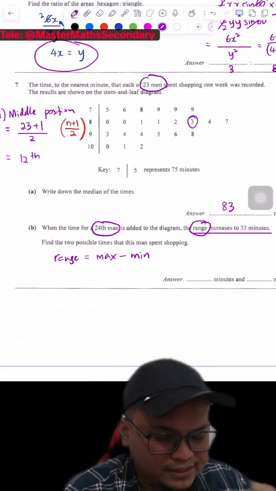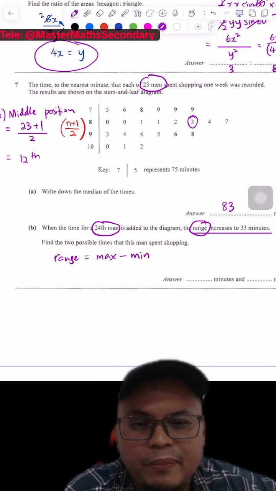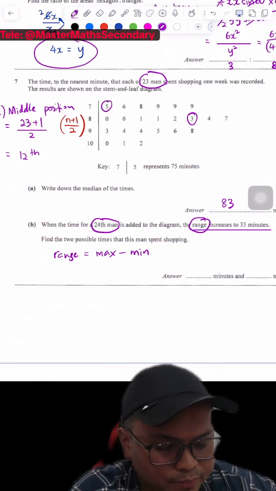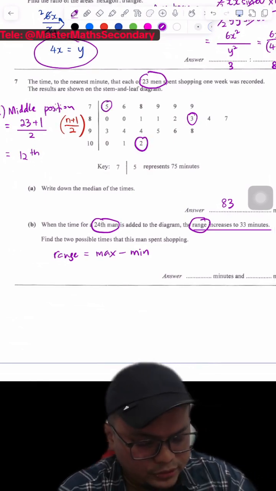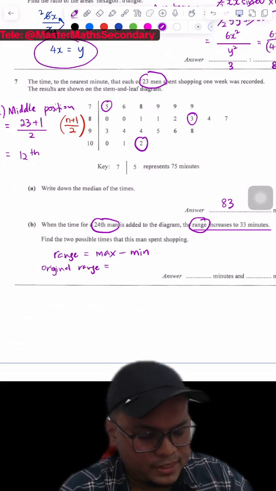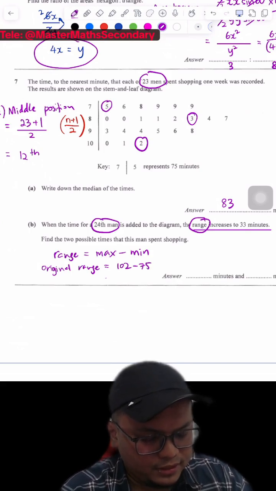So let's calculate the range before this 24th man entered the picture. The minimum is 75, maximum is 102. So the original range is 102 minus 75, which is 27, right?